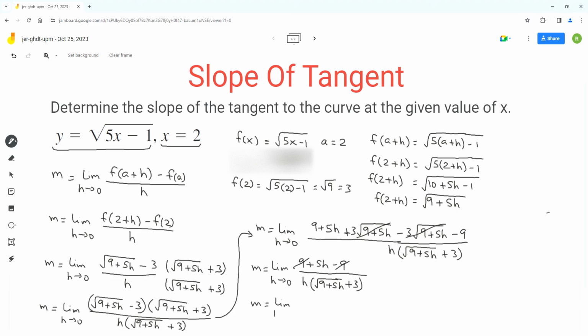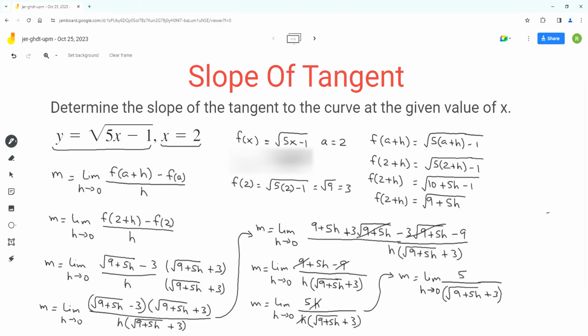So limit h approaches 0, we get 5h over h times square root of 9 plus 5h plus 3. Now we can cancel out the h's because there is a single h in the numerator and the denominator. So now we are left with m equals limit h approaches 0 of 5 over square root of 9 plus 5h plus 3.